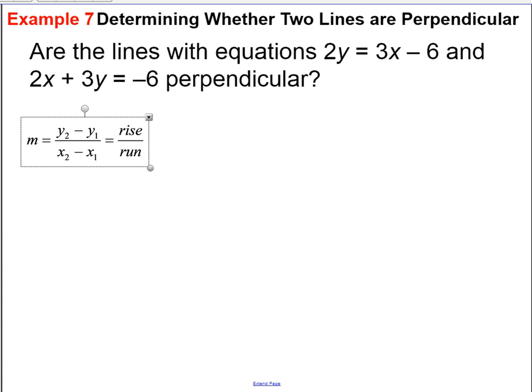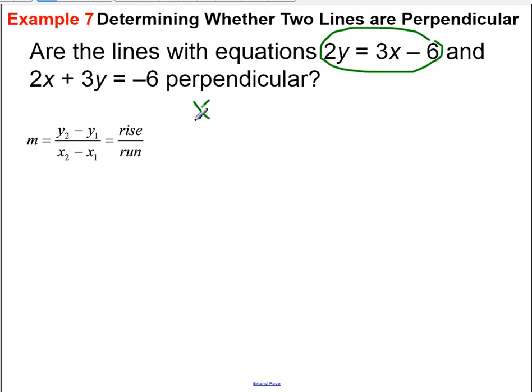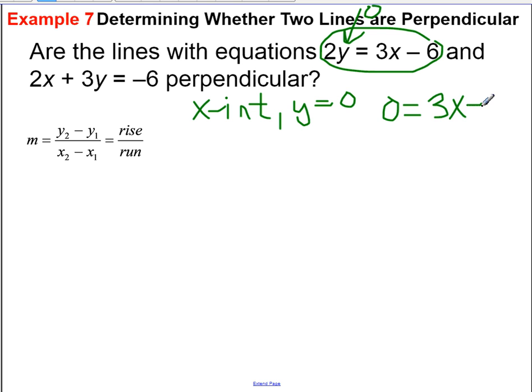Let's go ahead and find the slope for each of those lines, and we can do that by finding the intercepts. For the first line here, let's find the x-intercept, and remember the x-intercept is where y is equal to 0. When we substitute 0 for y, the resulting equation is 0 equals 3x minus 6. When we add 6 to both sides, we get 6 equals 3x, and then divide by 3, we get x equals 2. So one of the points on this line is (2, 0).